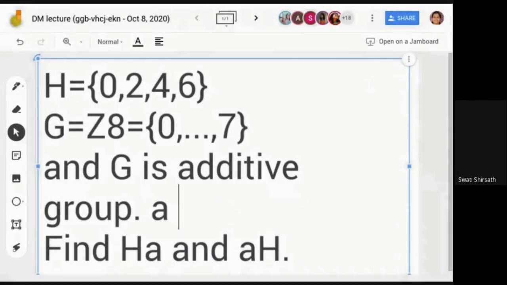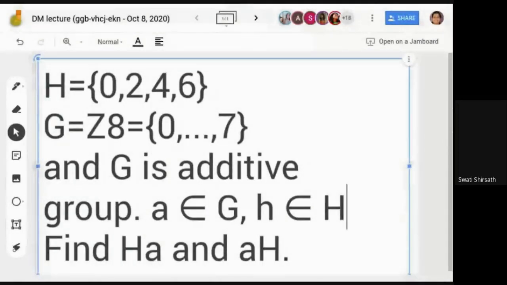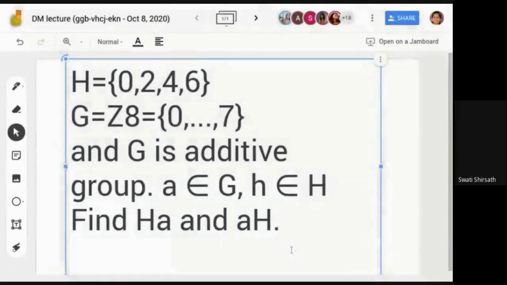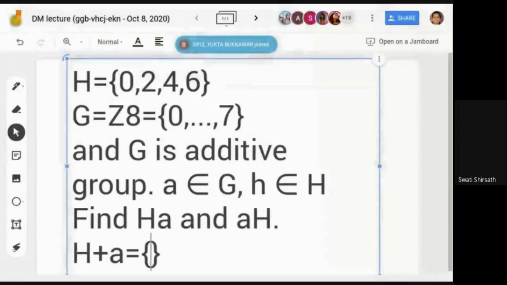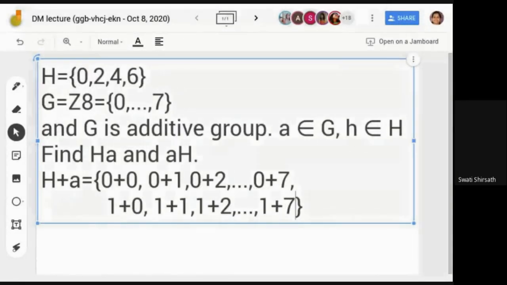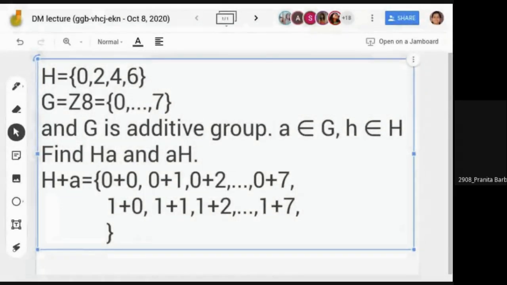A belongs to G and small h belongs to capital H. So who is going to tell me the value of HA? Capital H, I'll write down plus over here. Am I right? It should be 2, no? 2 plus 0 is 2. Likewise, you should get all the values.